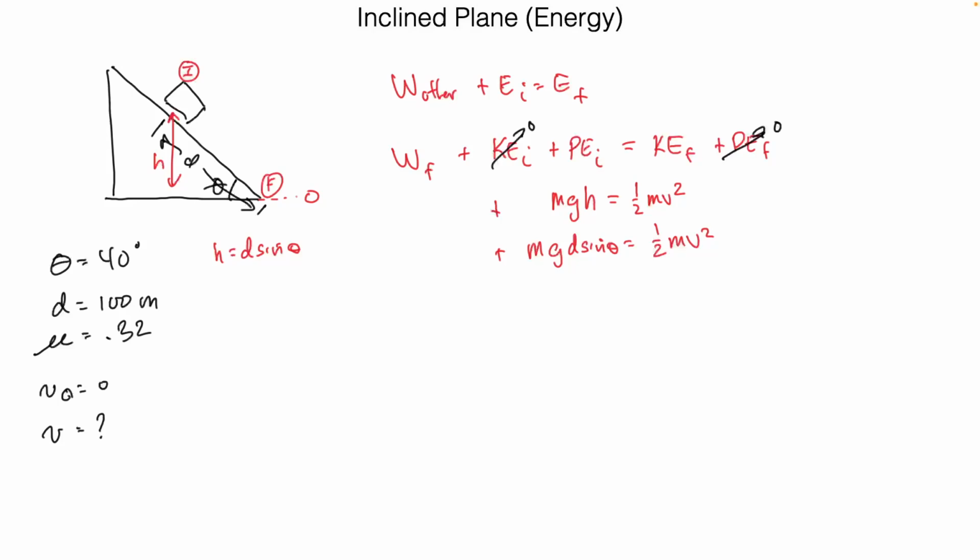What do we know about objects that slide? What kind of friction is it? It's kinetic friction. And what direction does kinetic friction always act? Opposite the direction it's going. So what kind of work does kinetic friction always do? It's always negative work. So I'm going to go ahead and just write in here minus F times D.